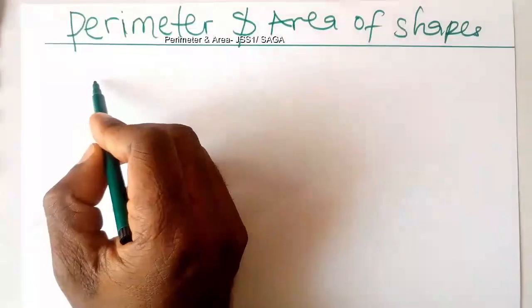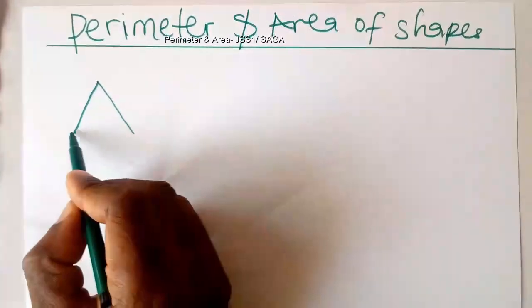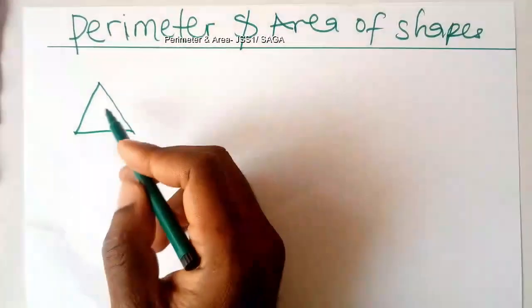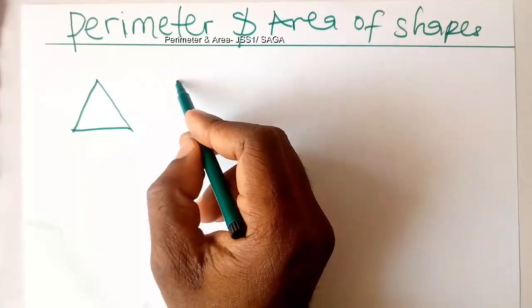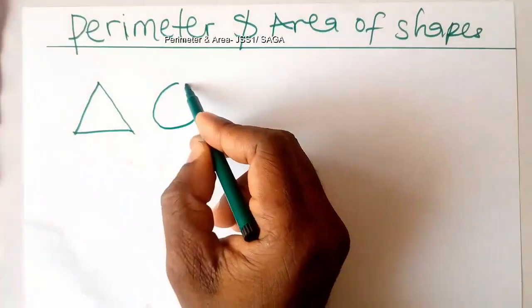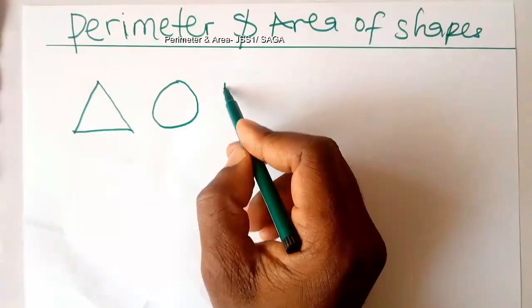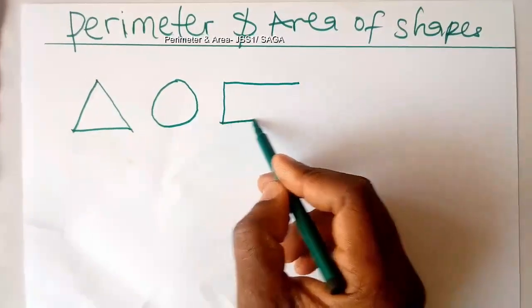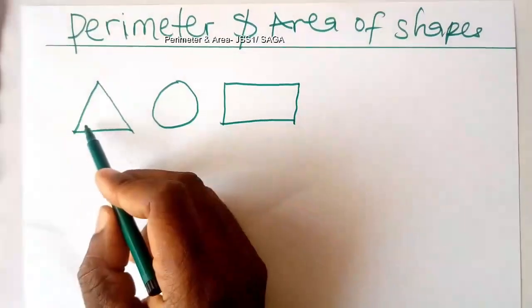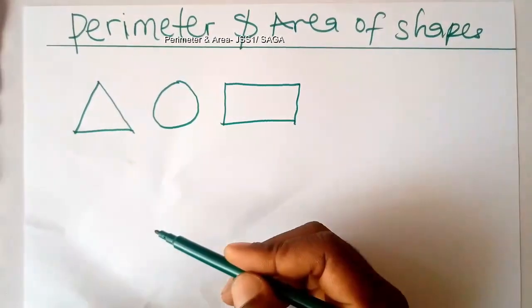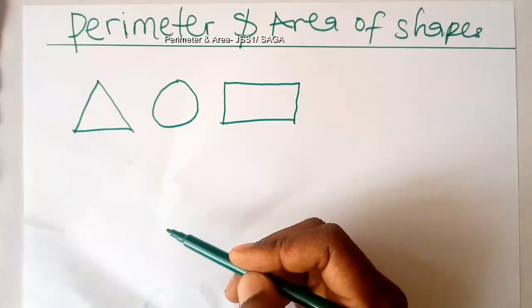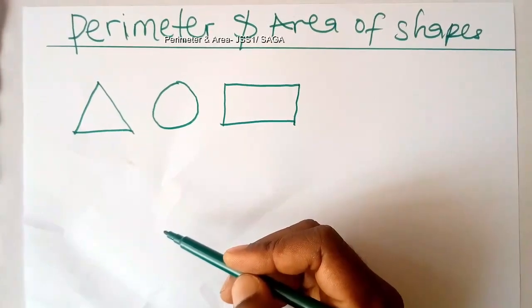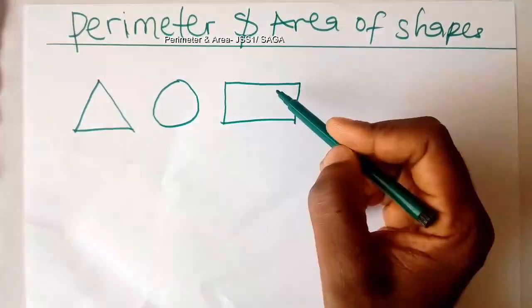Looking at this symbol, you can tell the name of this shape. Of course, when you see something like this, it is a triangle. That means three straight lines joined together. It has a special name, triangle. This is a triangle, this is a circle, this is a rectangle.